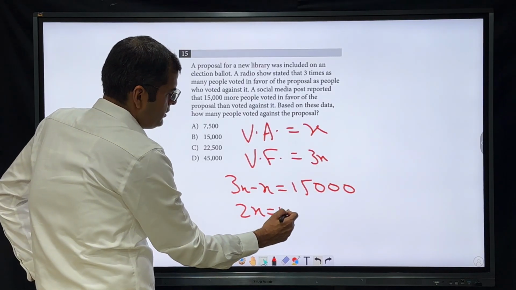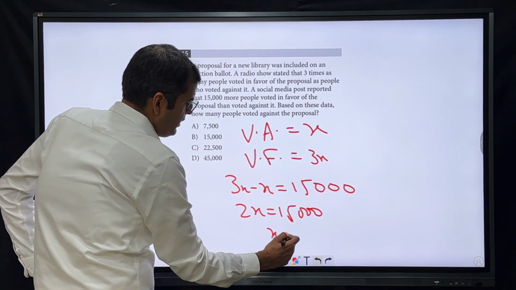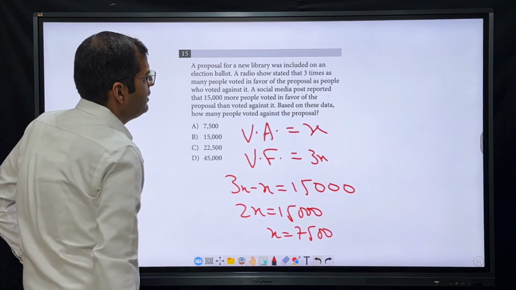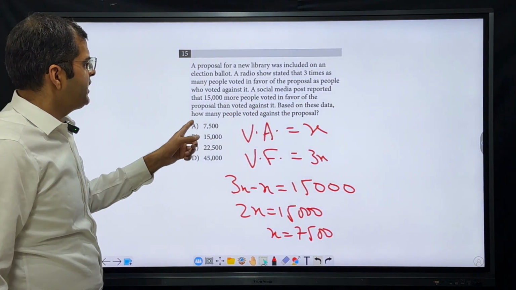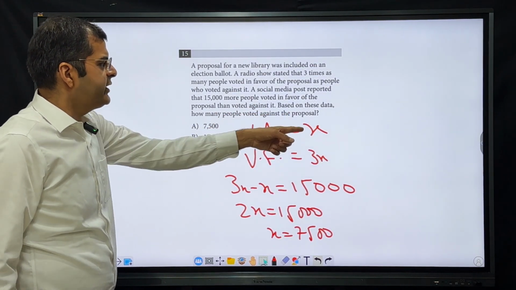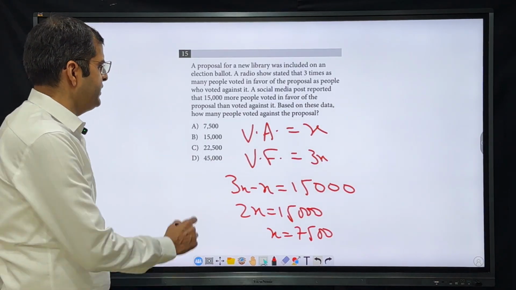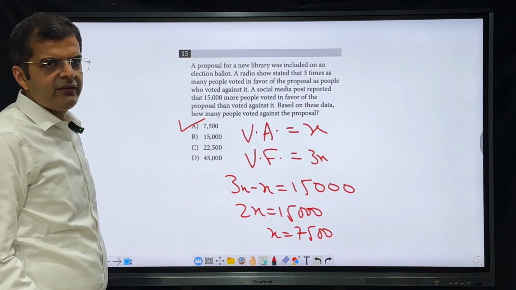So from here I conclude 2x is 15,000 or x is 7,500. What do we have to find? Based on these data, how many people voted against? Voted against is x, which is 7,500. Answer option A, 7,500 is the right answer.